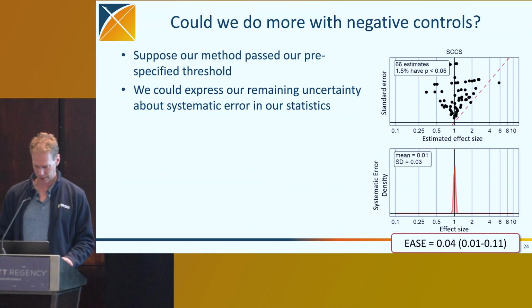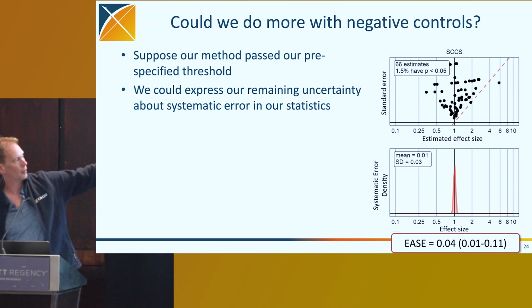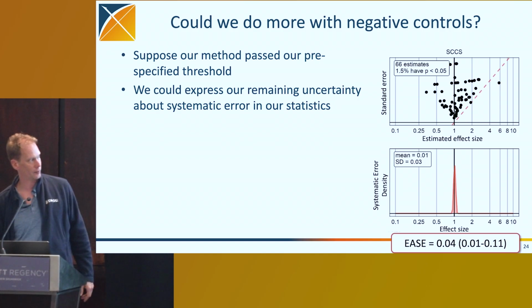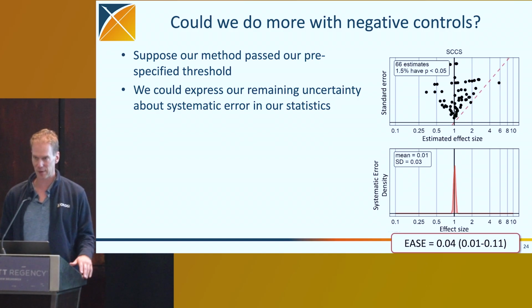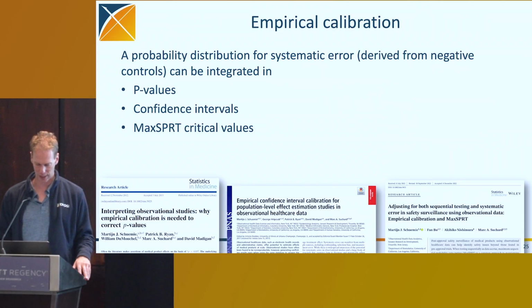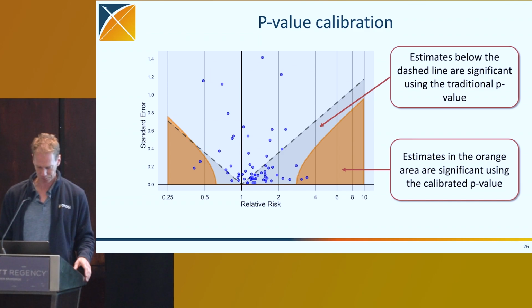In addition, for the ones that you then keep, we can say there's still some systematic error shown in this distribution, so we could actually calibrate our p-values and confidence intervals and max SPRT values if you're doing sequential analysis.